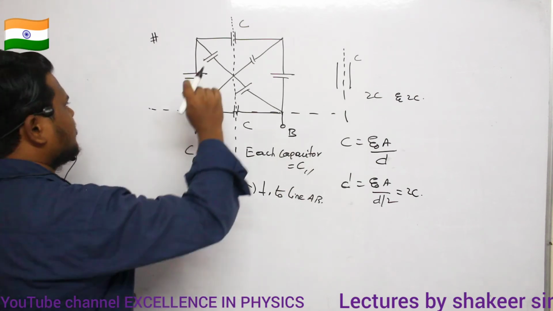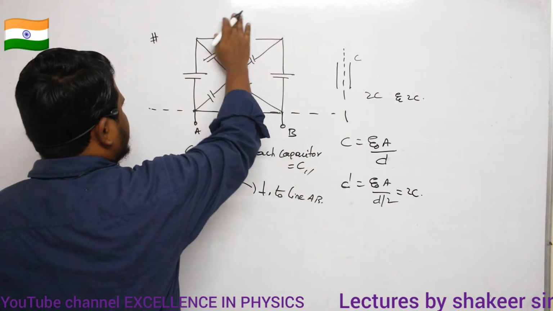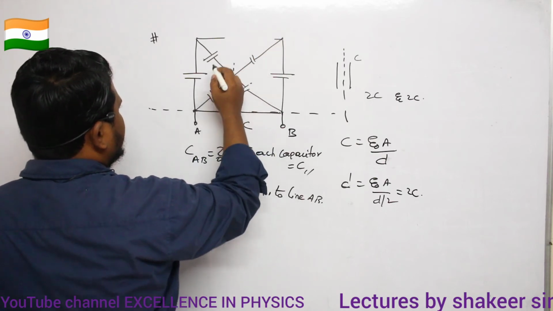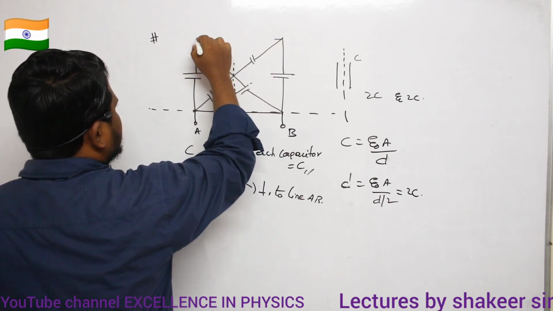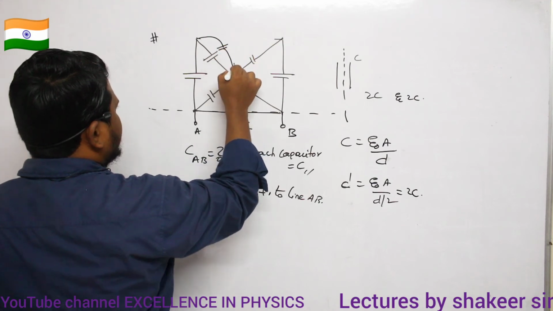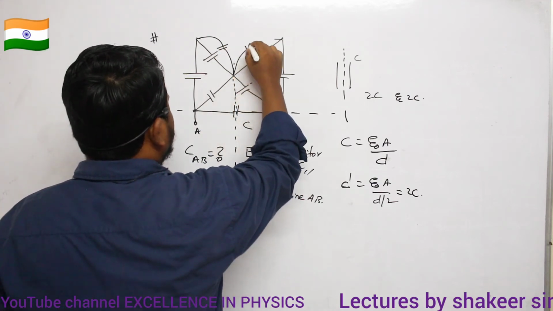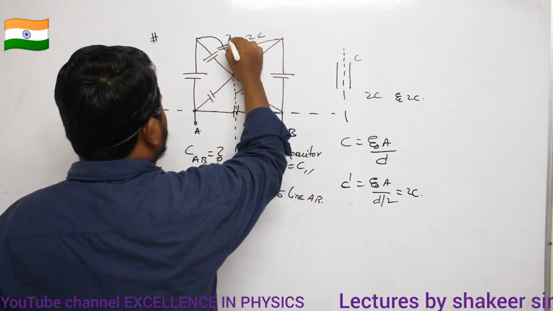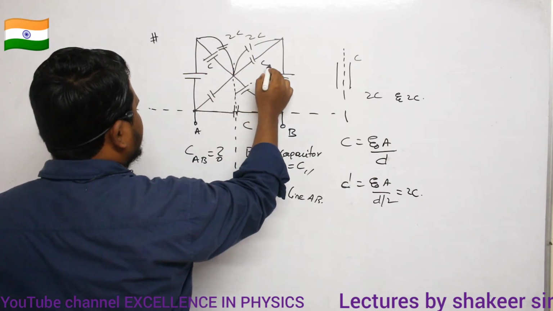So therefore what I can do, just remove this capacitor. So this point and this point, they are equipotential points, no? So take one capacitor 2C, join here. Take another capacitor 2C, join here. This is 2C, this is 2C. This is C and C.